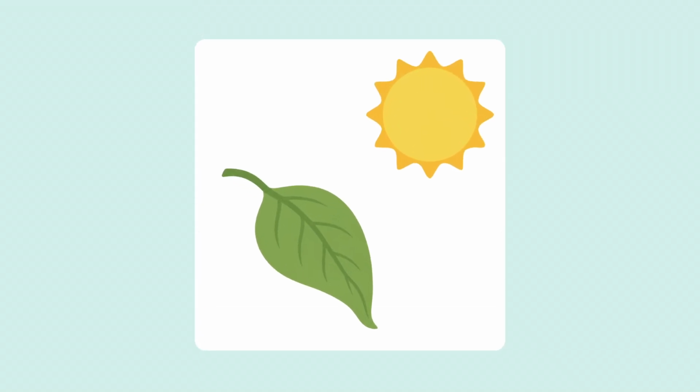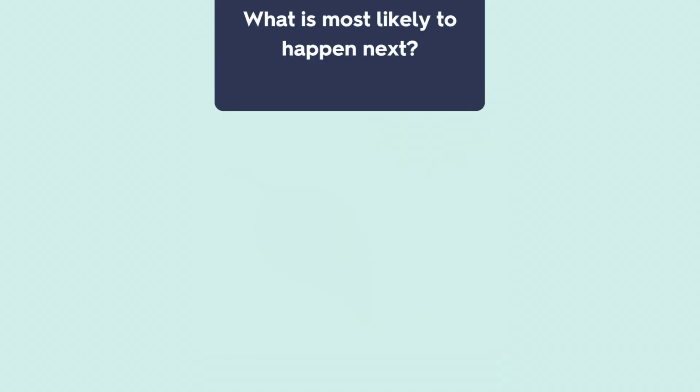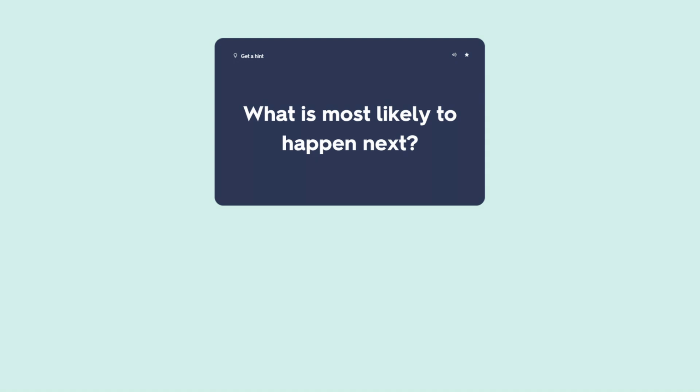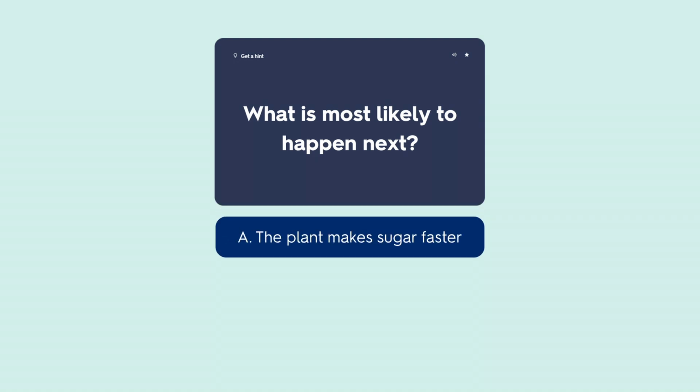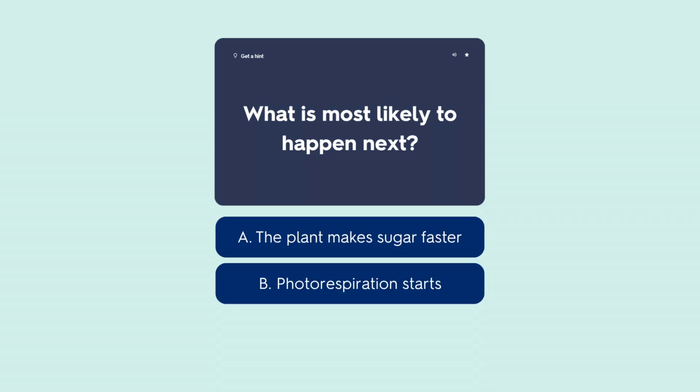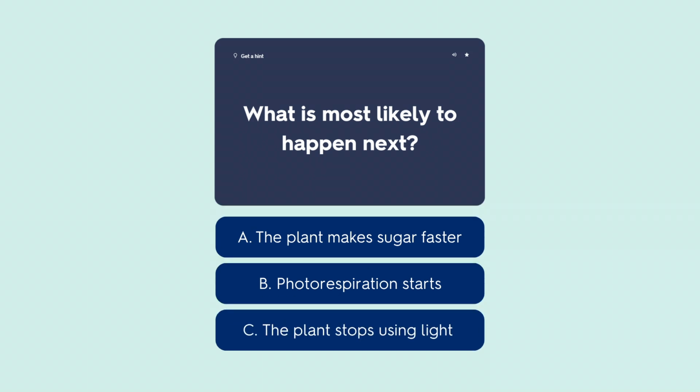Here's a question. A leaf is in bright sunlight, but the air spaces inside the leaf start filling with oxygen. What is most likely to happen next? A. The plant makes sugar faster. B. Photorespiration starts. Or C. The plant stops using light. Pick your answer. We'll come back to it soon.